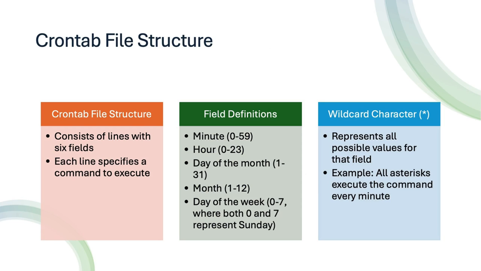A Crontab file consists of 6 fields specifying when to execute a command. Fields include minute, hour, day of the month, and day of the week. The asterisk represents all possible values for a field.